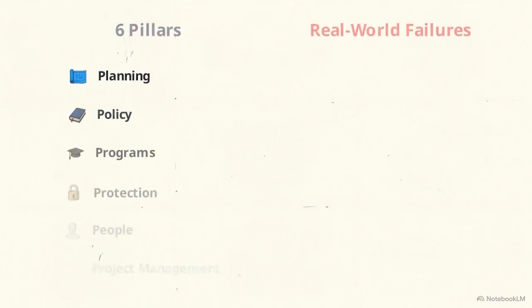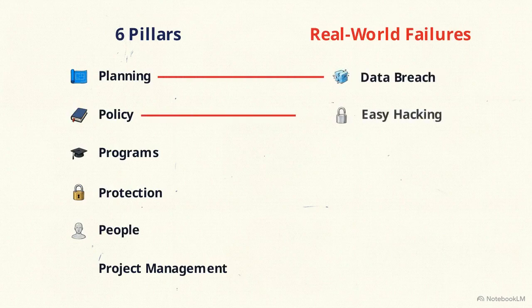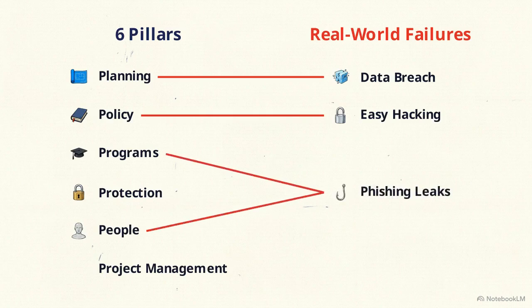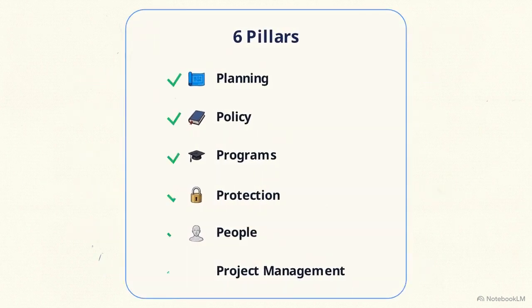This matrix maps real-world failures directly to ignored management pillars. Skipping planning correlates to sudden data breaches. Weak rules under policy result in easy hacking. Untrained people and inactive programs lead to phishing leaks. And ignoring project management leaves your technical protections ineffective.